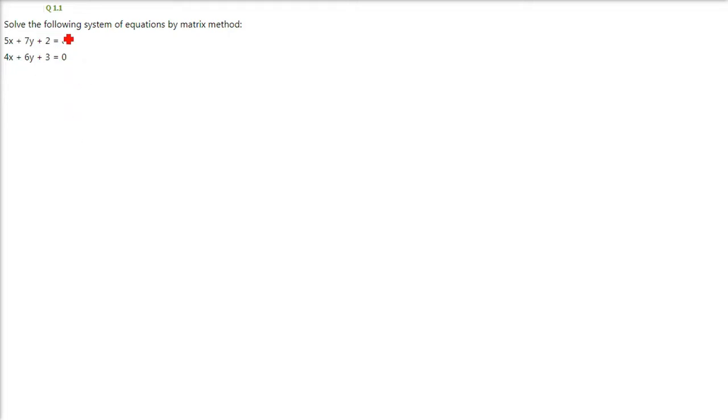Solve the following system of equations by matrix method. Now, the linear equations or system of equations can be solved by various methods. One of them is matrix method, and these equations that you see here are equations of a line.